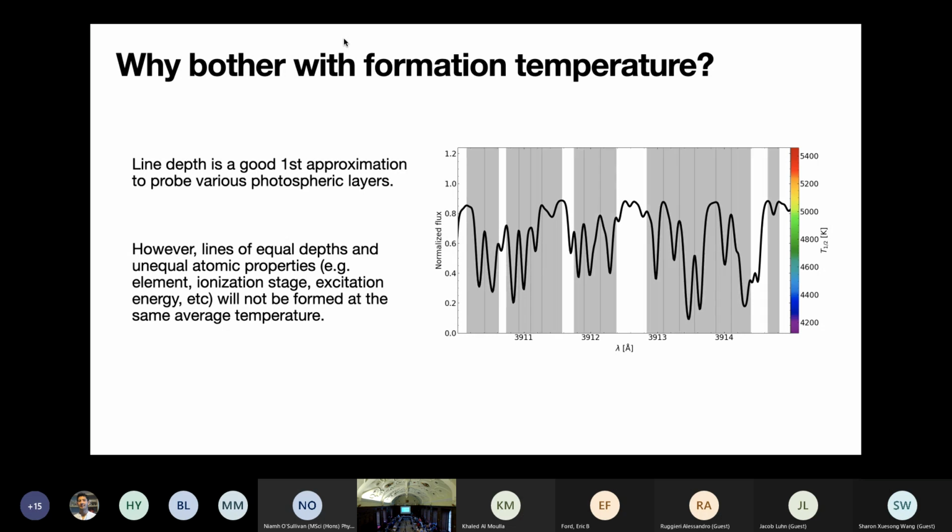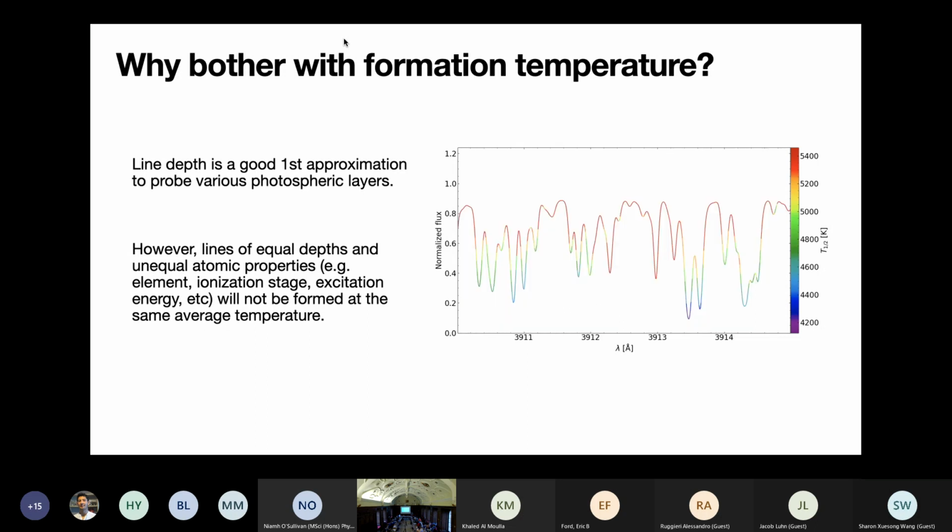So we can do what we've been doing before, and we do vertical cuts in the spectrum, and we select lines that are, for example, the deepest. However, if we take lines of equal depths, but with different atomic properties, for example, their element, the ionization state, the excitation energy, they will actually be formed at different average formation temperature.